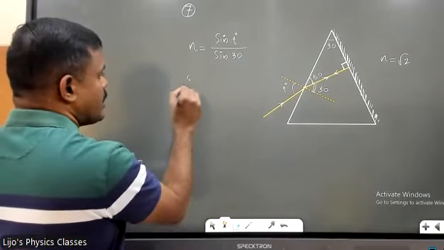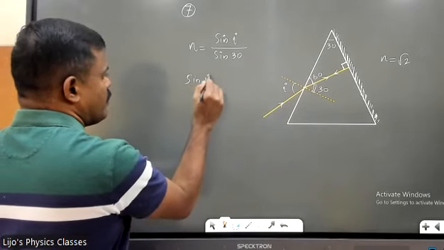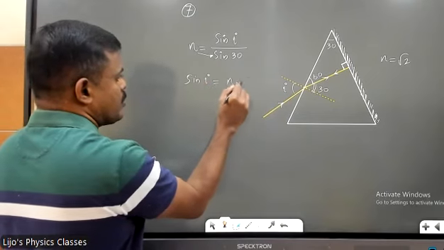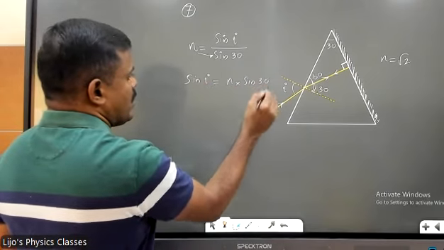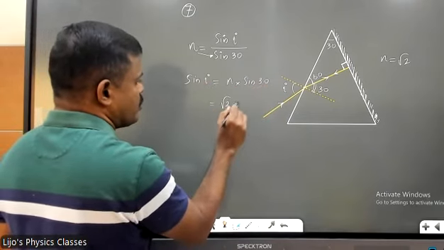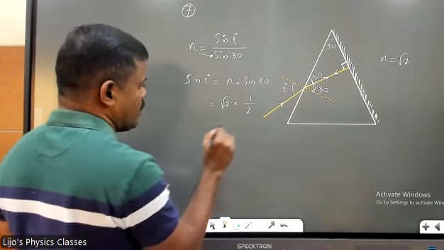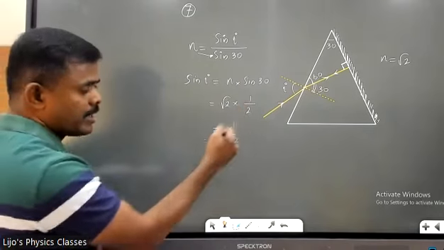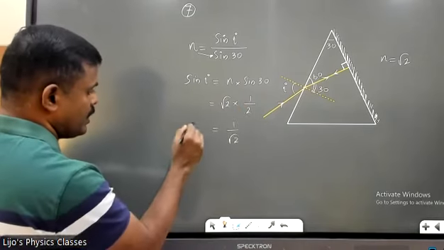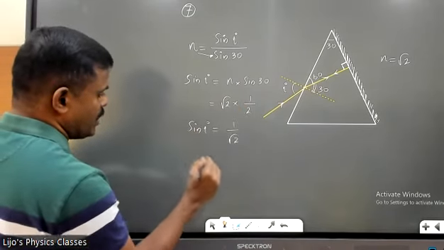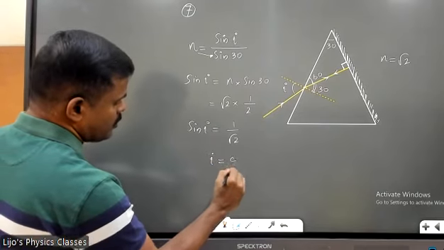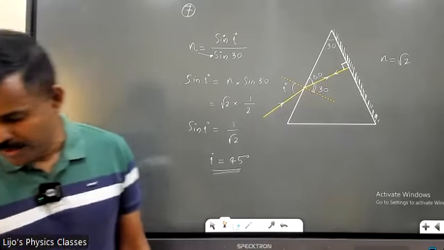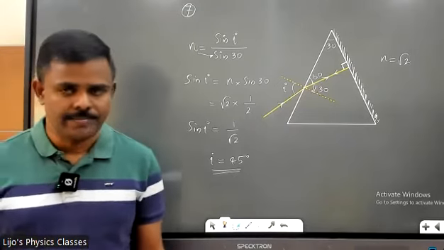So, I can cross multiply. So, sine I will be equal to what? Cross multiply. n into sine 30. And that gives me n is equal to √2. Sine 30 is 1 by 2. Cutting them, √2 and 2 are cut. You're getting 1 by √2. Sin I is equal to 1 by √2 means I should be equal to 45 degrees. So angle of incidence is equal to 45 degrees. Answer is option C. All of you got it?